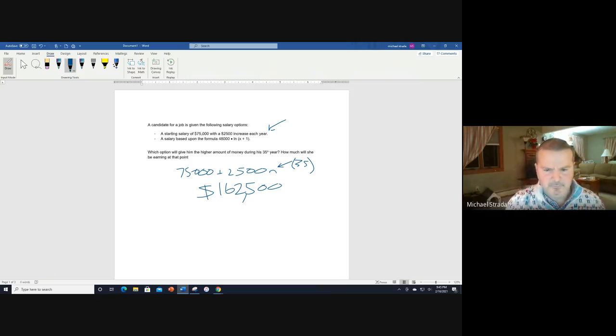Now let's look at the natural log one, where it says a salary based upon the formula 48,000 times the natural log of x plus 1. So now we're going to do 48,000 natural log of 35 plus 1, which is 36. Again, the plus 1 gets rid of the 0.